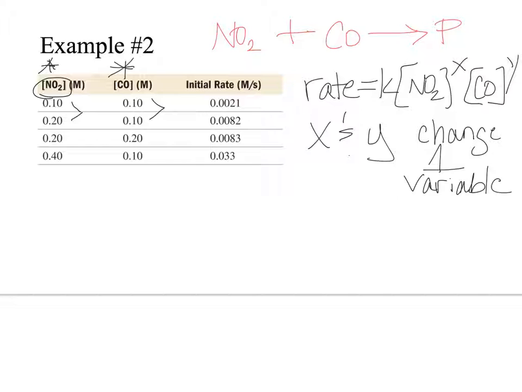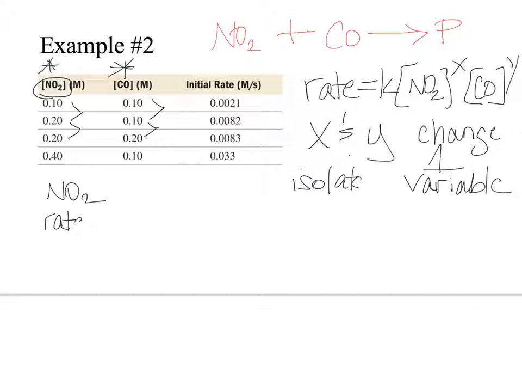Now, if I look at, let's say, trial 2 and trial 3, in this case, nitrogen dioxide is staying the same and carbon monoxide is changing. So this will allow me to isolate each variable. Okay, so for nitrogen dioxide, I'm going to use trial 2 and trial 1.